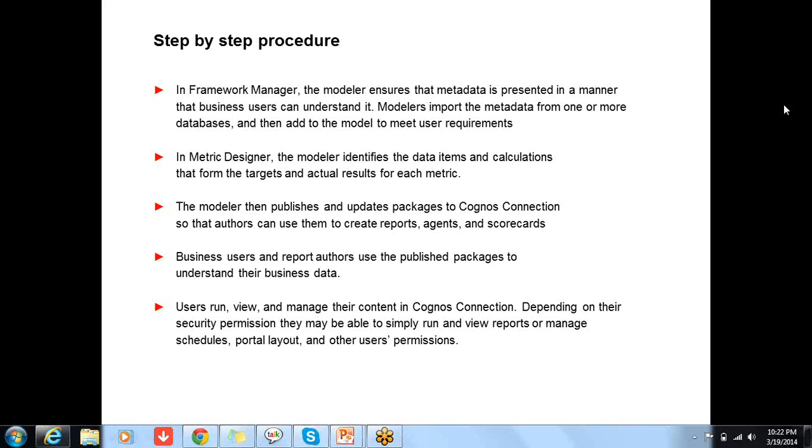And I don't have the Metrics Studio, but I do have the Transformer. Okay. Fine. All right. So we'll go step by step.